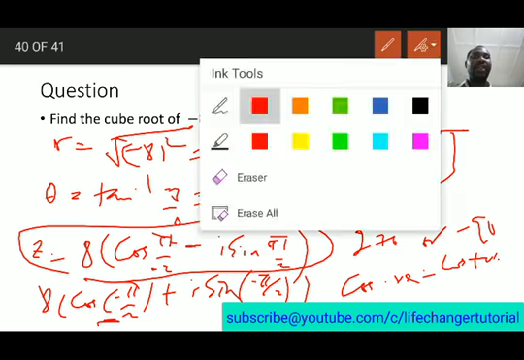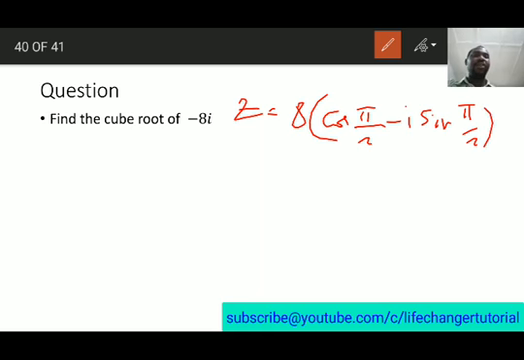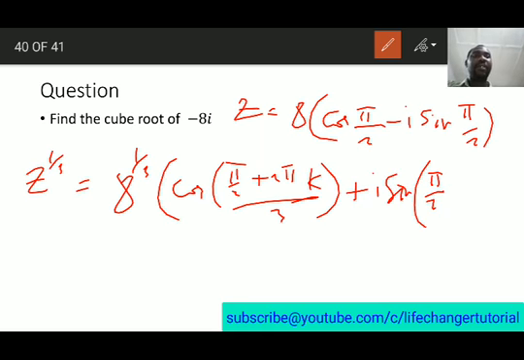Okay? So we say that our z now is 8 into cos pi over 2 minus I sine pi over 2. Good. So what of the cube root? The cube root now will be written like this. Watch. It will be 8 raised to power 1 over 3, into cos of pi over 2 plus 2 pi k all over n, in this case 3, plus I sine of pi over 2, which is your theta, plus 2 pi k all over 3. You see that? So what is the cube root of 8? The cube root of 8 is 2.